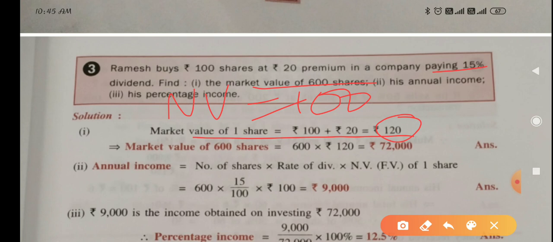Market value of 600 shares you will multiply. So 600 into 120, 72,000. So this is the market value of 600 shares. It was the first part. Second part is annual income.